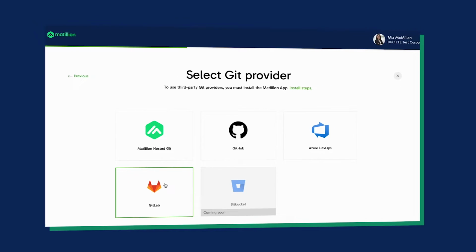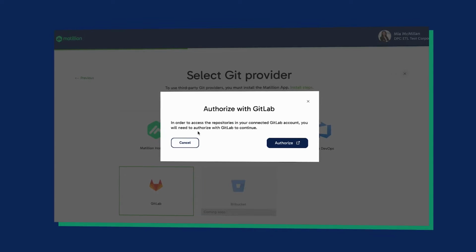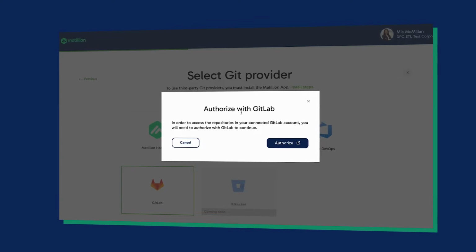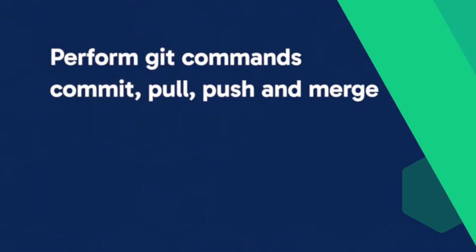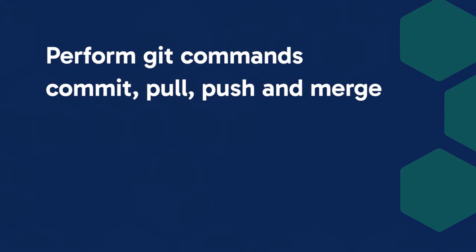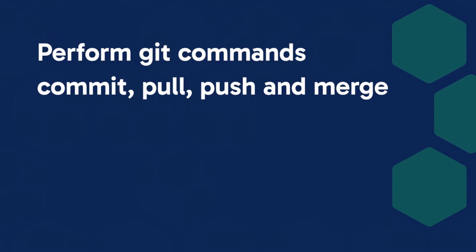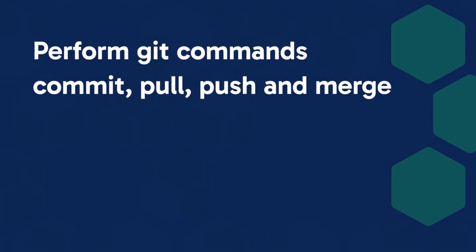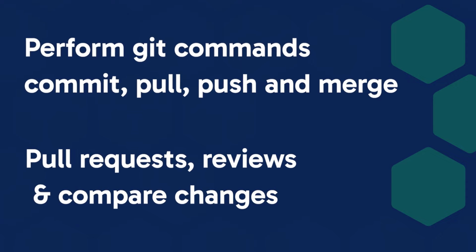This feature is built for the data engineer and the data analyst that use GitLab repos to manage changes in their pipelines by connecting their GitLab repo to a Designer project. You can perform standard Git commands like commit, pull, push, and merge from within Designer and collaborate with your team. You can also leverage GitLab's advanced collaboration features such as pull requests, reviews, and comparing changes between commits.